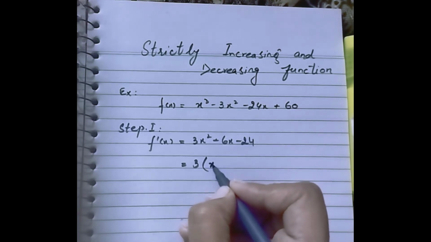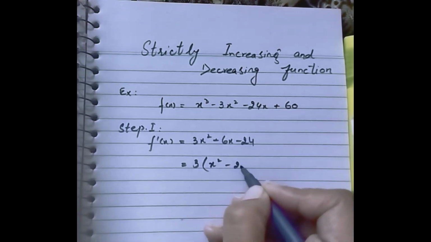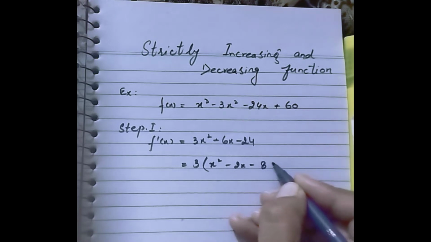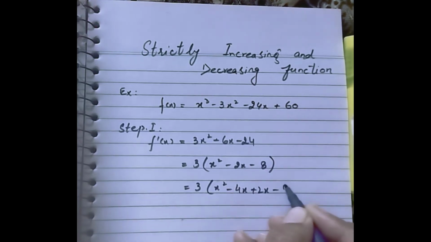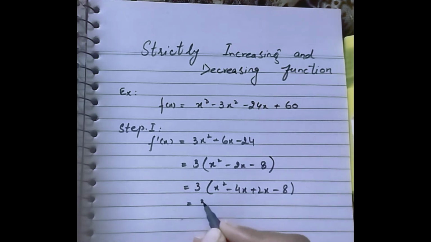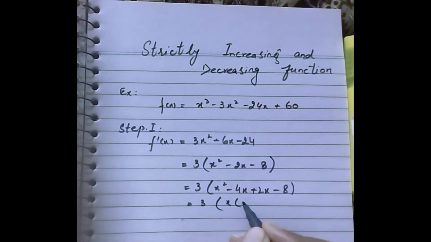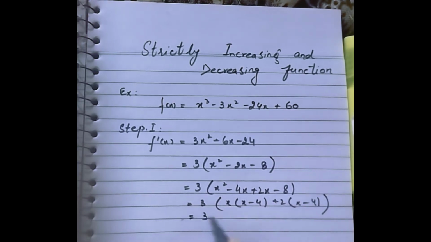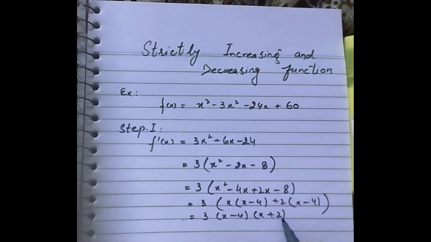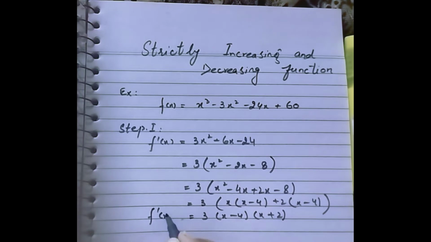Now, let's take common 3. Minus 4x and plus 2x minus 8, so it becomes x into x minus 4 plus 2 into x minus 4, so it becomes x minus 4 into x plus 2. It is the value of f dash of x.